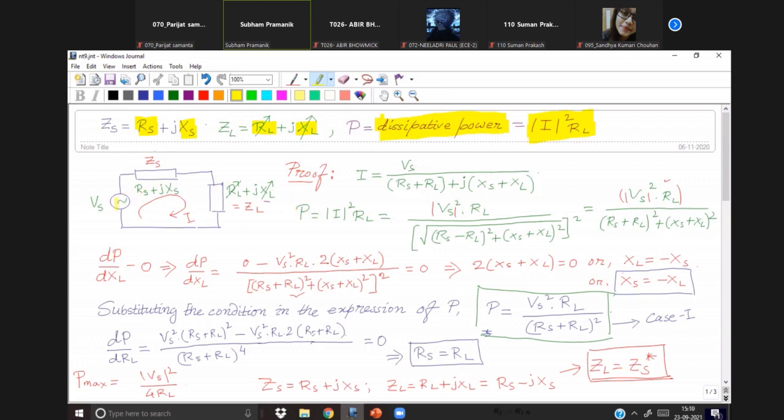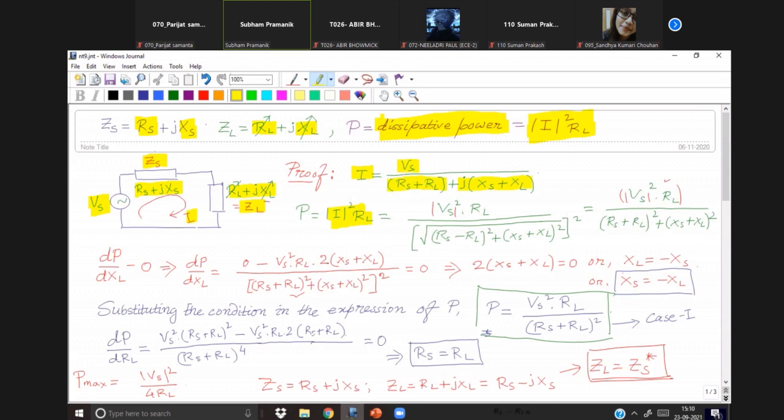So this is the configuration: the voltage source Vs, source impedance Zs, that is Rs plus jXs, and load impedance ZL, that is RL plus jXL. So what is the proof? In this circuit, there will be a current I. That current I is Vs divided by Rs plus RL plus j into Xs plus XL. I separated the real and imaginary parts here. Then the power: you know that power is mod I square multiplied by R. So I just use that expression.